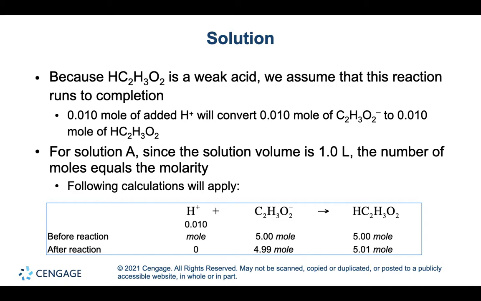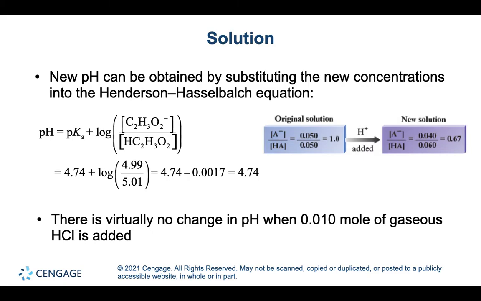Now 4.99 and 5.01 are both still fairly close to 5. And so in the Henderson-Hasselbalch equation, when you plug those numbers in, you're still going to have a ratio very close to 1. In fact, the log of 4.99 over 5.01 is 0.0017, which is not going to even change your value in the second sig fig based on the sig fig rules. 4.74 is still going to be 4.74. Slightly less than 4.74, but not enough to be called 4.73.